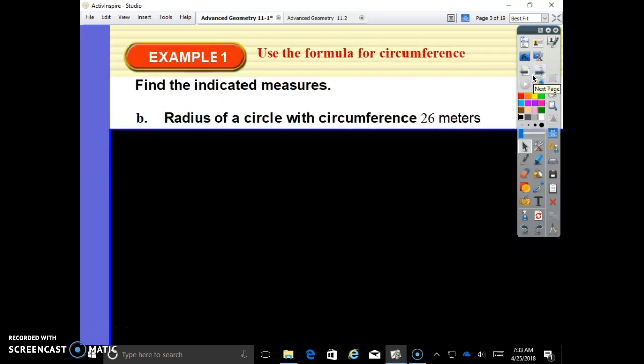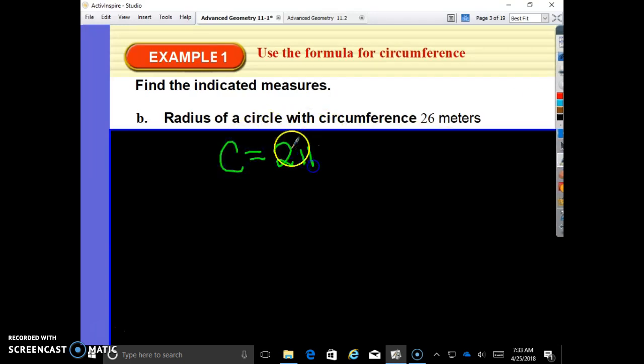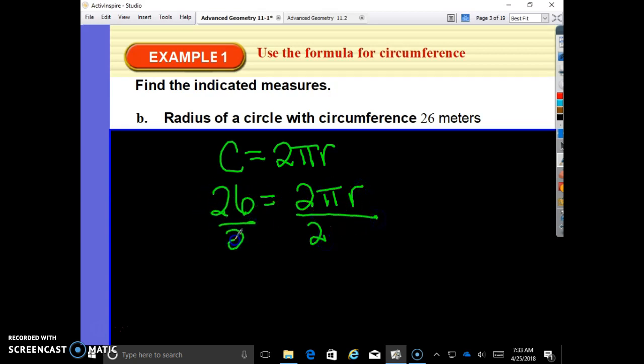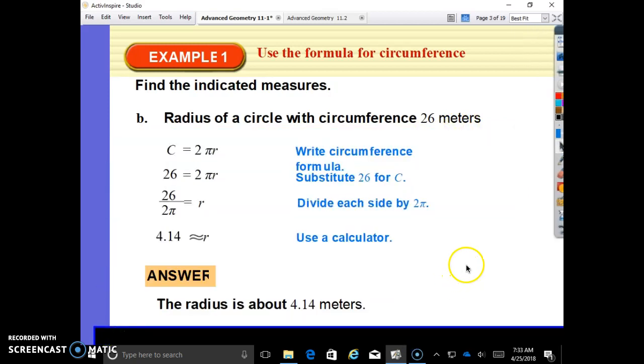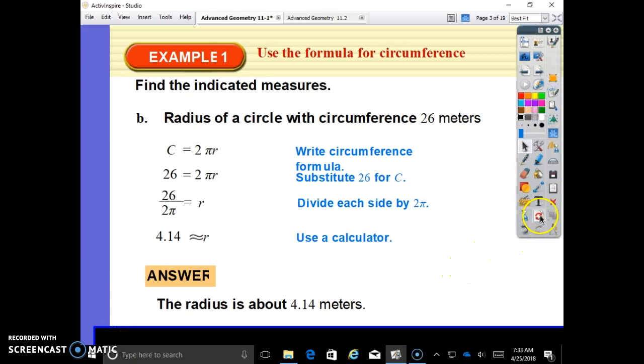Find the radius of a circle with a circumference of 26. Circumference equals 2 pi r. What is the radius if the circumference is 26? Plug and chug. If we plug this in, we're going to divide by 2, which gives us 13 equals pi r. We want r by itself, so we divide by pi. So our radius is 13 divided by pi, which in our calculator, 13 divided by pi button equals 4.14. Our radius is 4.14, and the units were meters.